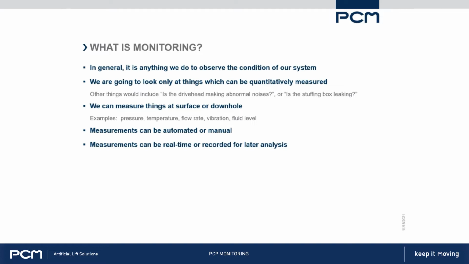We can measure things surface or downhole: pressure, temperature, flow rate, vibration, fluid level, etc. Measurements can be automated or they can be manual. It could be somebody reading the pressure gauge on the wellhead and writing that number down, or it could be an automated system that's recording it into a SCADA system. It could be done real time, or it could be recorded for later analysis. And recorded for later could mean, again, the operator writes it down and at the end of the day it gets put into the system, or it could be a memory gauge where you don't get the data until weeks or months later.